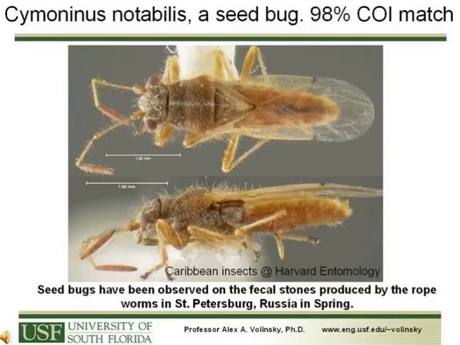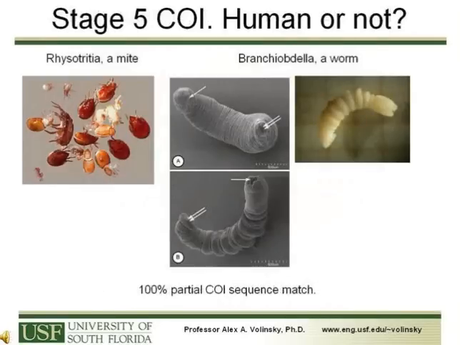This is a tropical bug that eats rice in Japan. I have it in my house in Florida. I was never able to see them directly produced out of fecal stones, but that's what happened, and that's why I'm showing you this. Okay, this is a mite, and this is a worm that lives on. So again, this is a 100% match to the partial sequence of that gene that was sequenced from that.